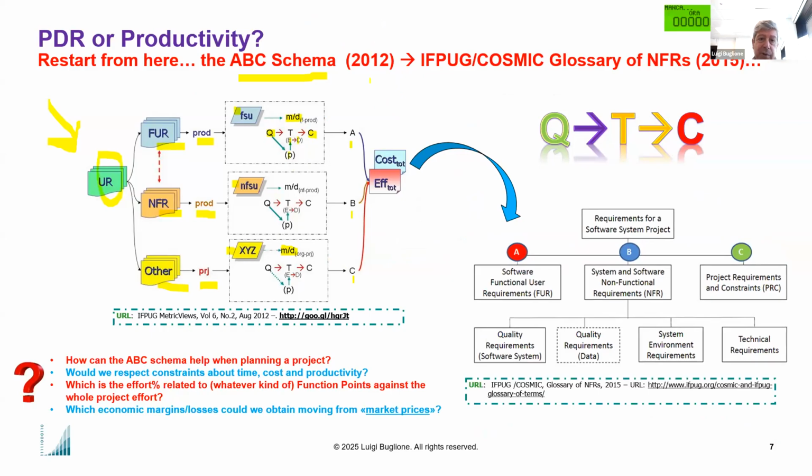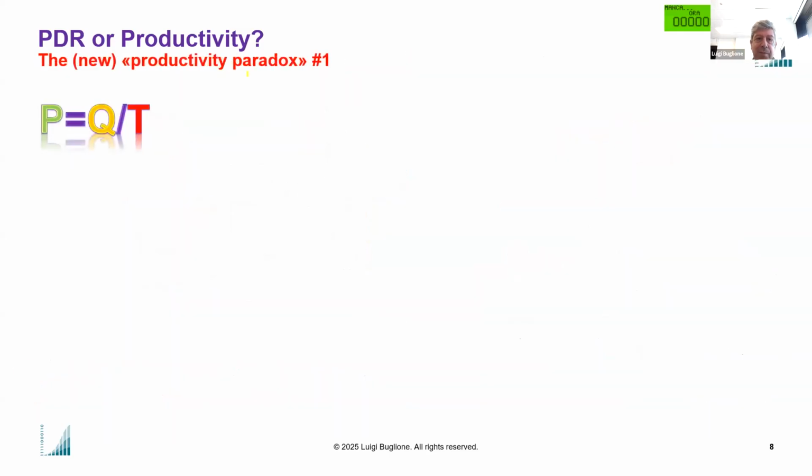From this 2012 white paper in the IFPUG newsletter, this criteria and the QTC logical flow was also inserted into another IFPUG COSMIC document called the Glossary of Non-Functional Requirements. If you are interested, you can download it from either the IFPUG or the COSMIC website. As you can see here, the ABC schema was reused as an input for this second document. But some questions arise: how can we use the ABC schema in order to calculate the right productivity, because sometimes there is a misconception about productivity.